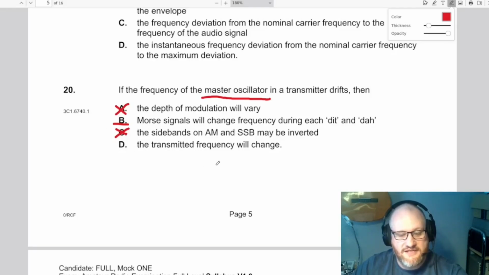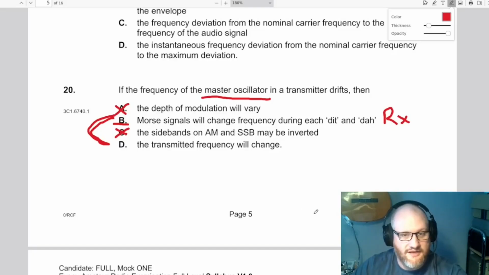Or D, the transmitted frequency will change. Well, this is actually quite similar to option B here. So let's look at why there is a difference between these two. More signals changing frequency during each DIT and DAR is actually something that would be observed by the receiver only. So you wouldn't necessarily notice that from your transmitter. It would be the receiver that would perceive those more signals will change frequency.